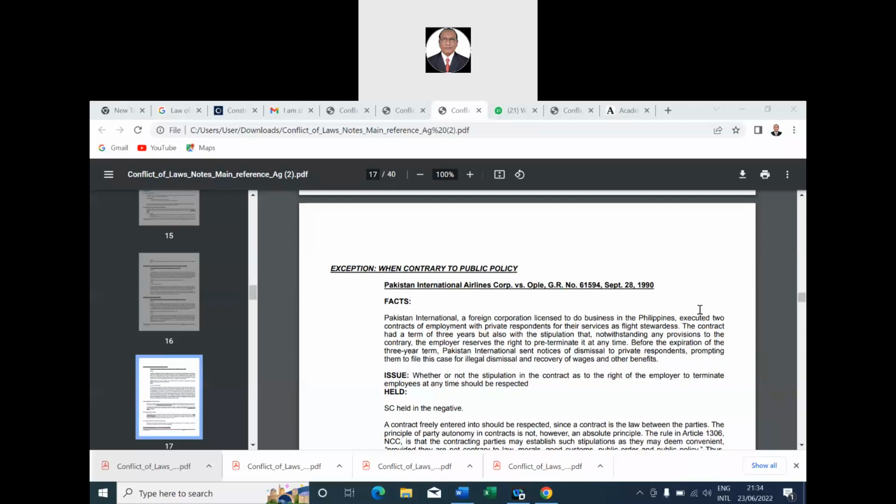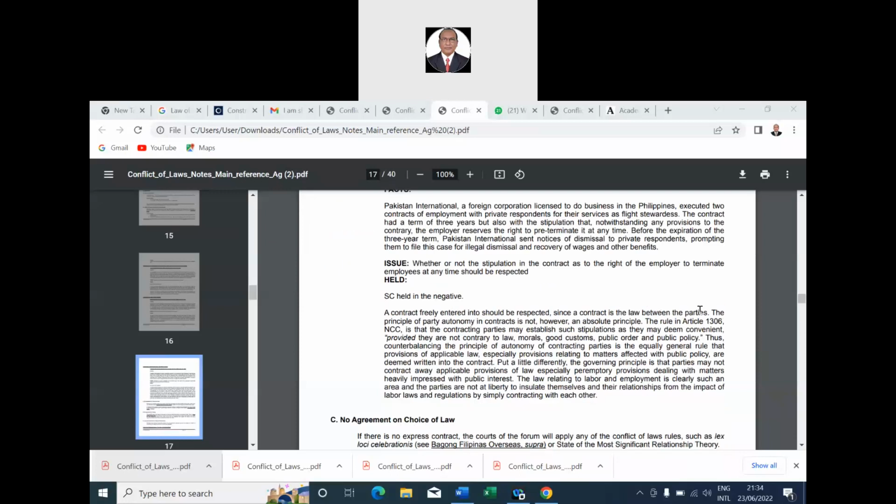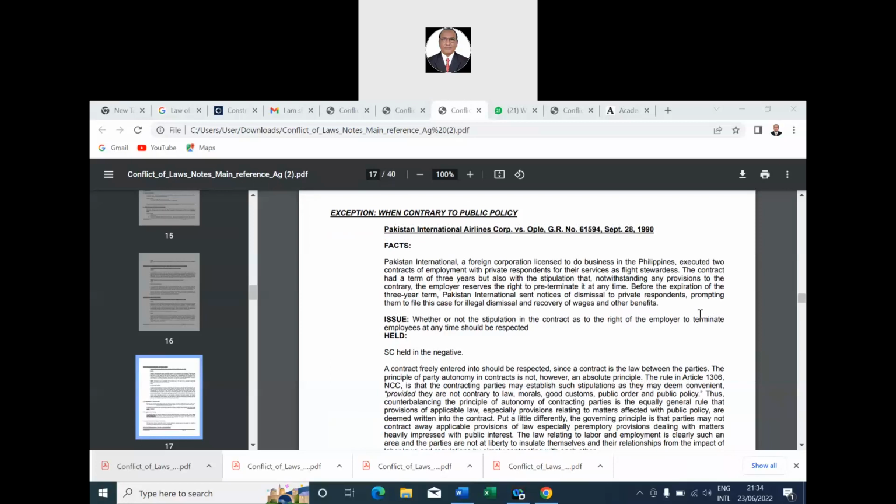Pakistan International sent a notice of dismissal to the private respondents, prompting them to file a case for illegal dismissal and recovery of wages and other benefits. So the issue is whether or not the stipulation in the contract as to the right of the employer to terminate the employees at any time should be respected. The Supreme Court held in the negative. Suppose an employee can be terminated at any time without notice and without any reason, such a stipulation in the contract is voidable and void also, because it is against natural justice.